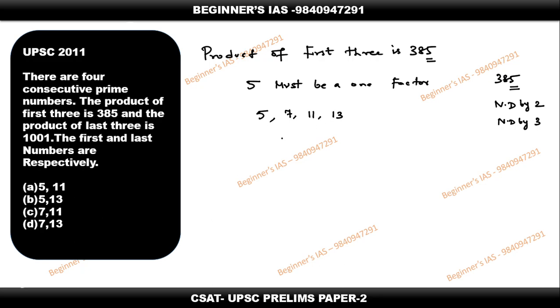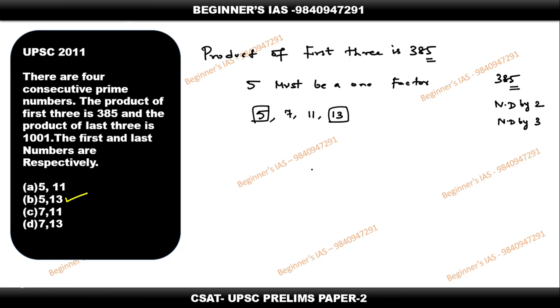Here you have to identify the first and last numbers respectively. The first number is 5, the last number is 13. Therefore 5, 13 is the answer for this question. Or else if you want to cross check, you can cross check.